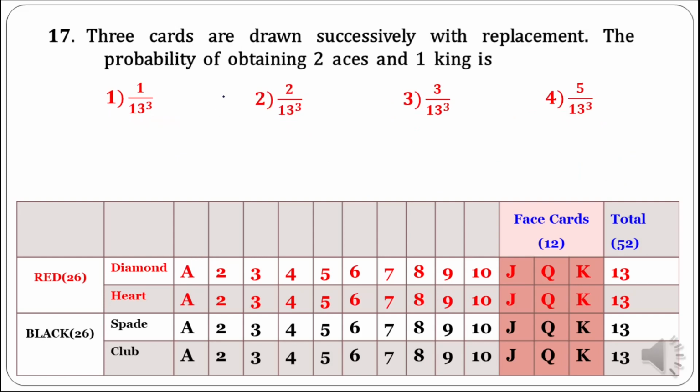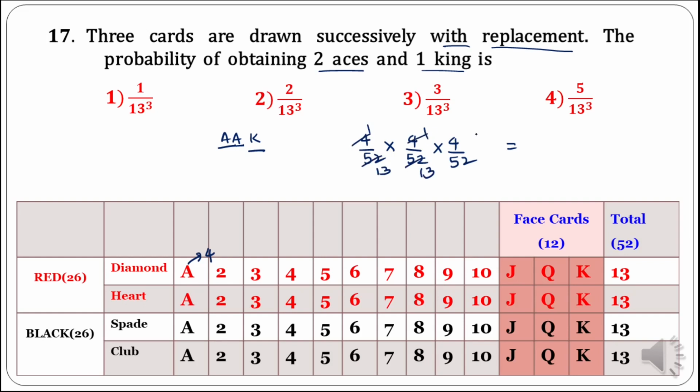3 cards are drawn successively with replacement. The probability of obtaining 2 aces and 1 king is, with replacement they are telling, right? Now let's think that we get 2 aces and 1 king. Now see, probability of getting 1 ace is what? 4 by 52, because there are 4 aces here. You are replacing it. It means what? Again you draw one more ace. Again the probability is 4 by 52, because whatever card you have drawn, you are keeping it back. Now how many kings? 4 by 52 again. Now what you get? 4 ones are 4, 4 13s are 52. You get 1 by 13 cube.